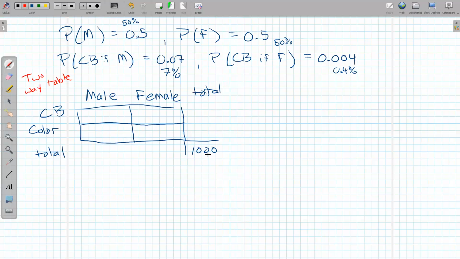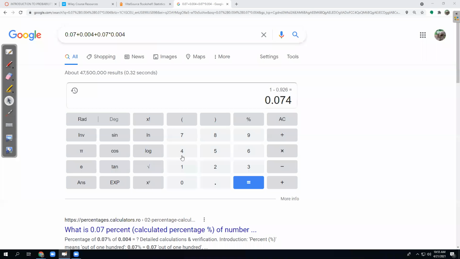So 1,000 people going on here, and males should be half of the population. So I'm going to have 500 males and 500 females. Now, thinking about what this means, colorblind if they're male, that means only look at the male population. 7% of the males, not 7% of the population, 7% of the males are colorblind. So now I've got to figure out what's 7% of 500. I think it's around 35.